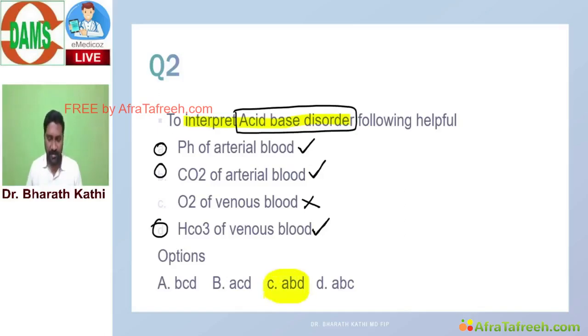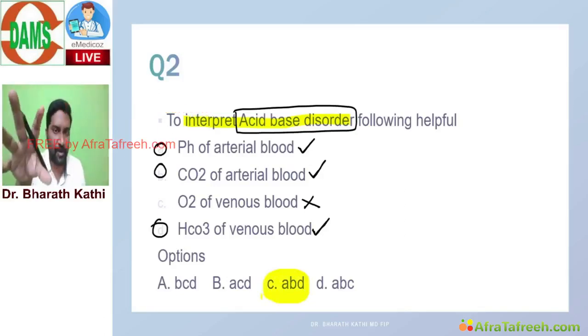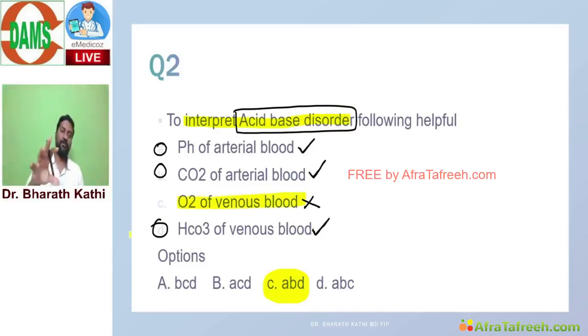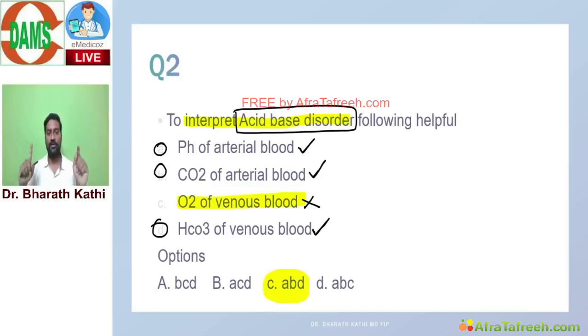Even in your clinical examination, if they want to ask you about acid-base balance, they'll ask you, what is the difference between arterial sample and venous sample? The most important difference will be oxygen. pH and CO2 will correlate, and bicarbonate generally will be along similar lines. You can use pH of arterial blood, CO2 of arterial blood, bicarbonate of venous blood. Oxygen of venous blood, you cannot interpret.